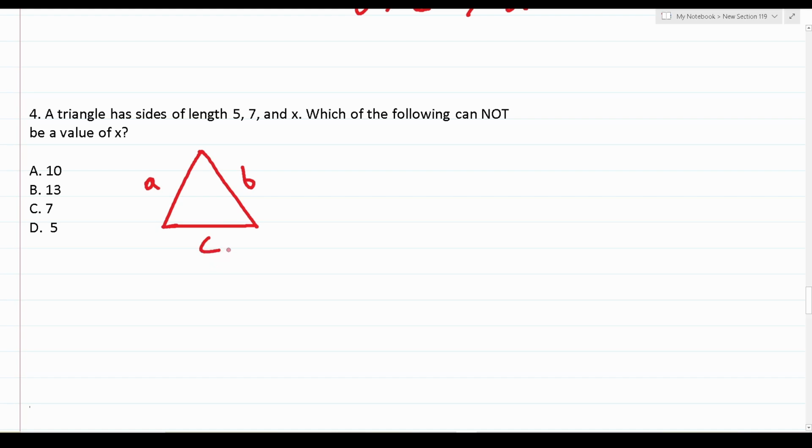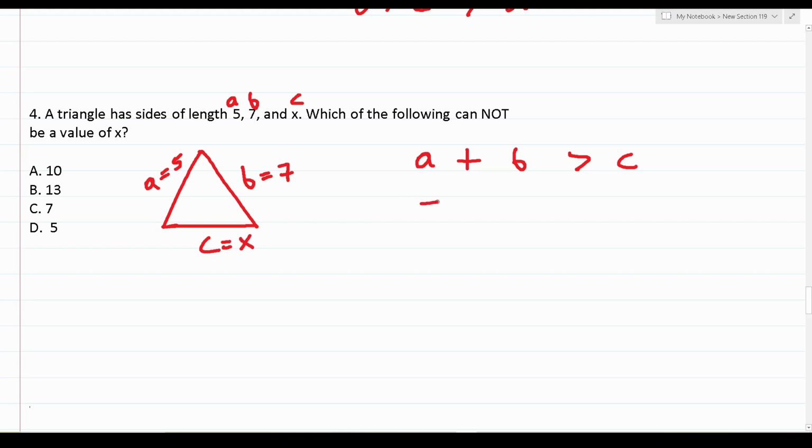And we're only going to use the first test here. We're going to say A plus B has to be greater than C. And let's think about why. I'm going to let A be 5, B be 7, and I'm going to let X be C. So this is 5, 7, and C is X. So in other words, we just have to find a value of C such that we fail to satisfy the requirements of the Triangle Inequality Theorem.